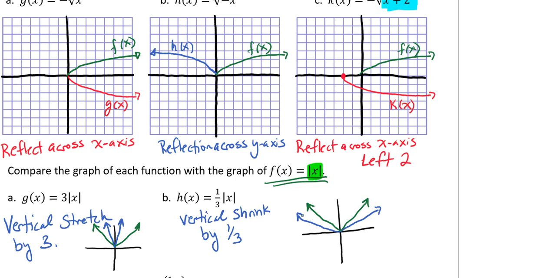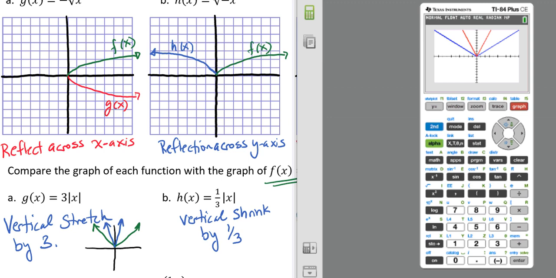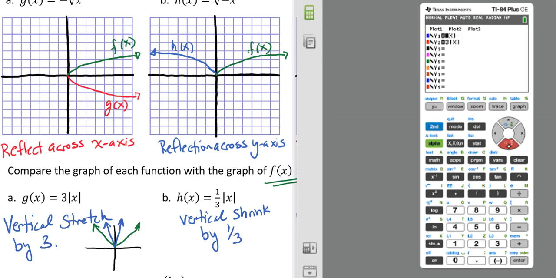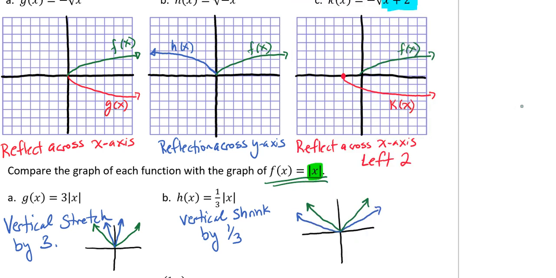So let's just check that and see. So we'll graph that. And so we'll go to our y equals. And instead of a 3, we're going to put 1/3. And we're going to graph it. And there we go. We see that it is wider. So a vertical shrink is actually going to be a wider graph. And a vertical stretch will be a narrow graph.